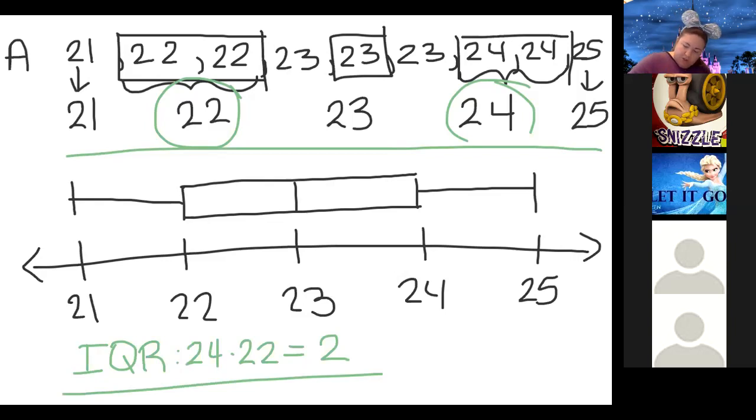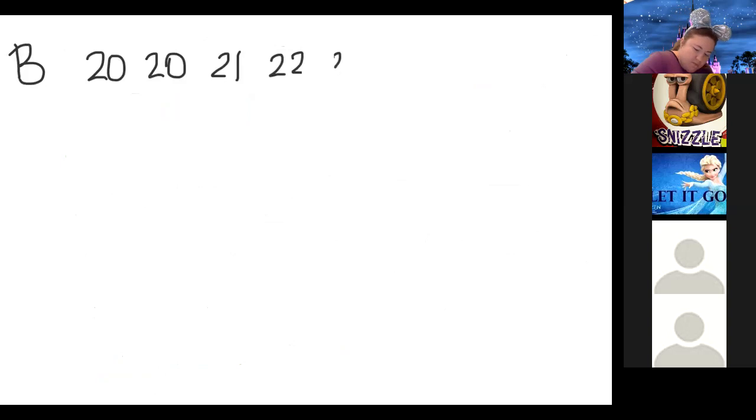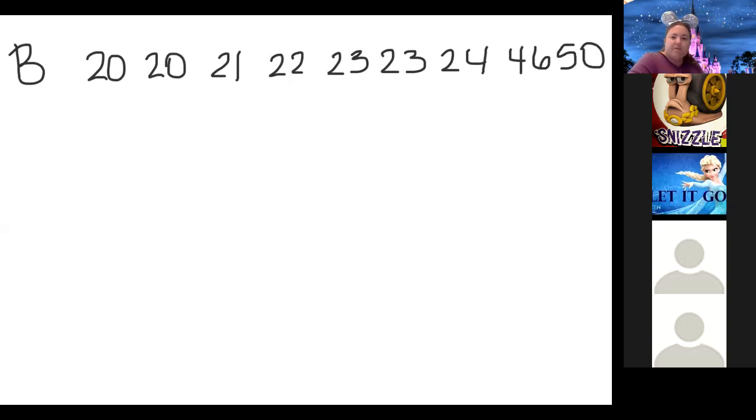And then I'm going to do B, because you're comparing the data, which gives me a 20, a 20, a 21, 22, 23, 23, 24, 1, 2, 3, 4, 5, 6, 7, and 46 and 50. So you should have been able to tell that there's definitely an outlier in this one again.